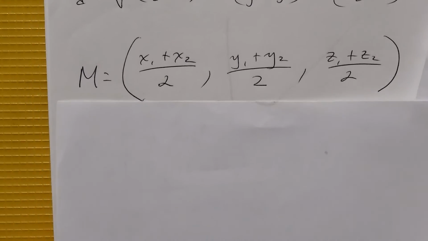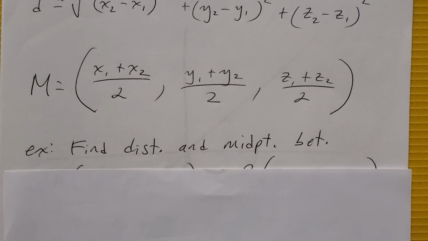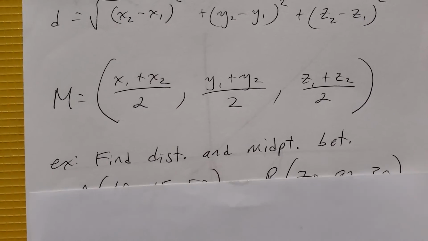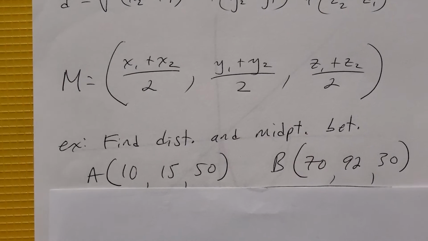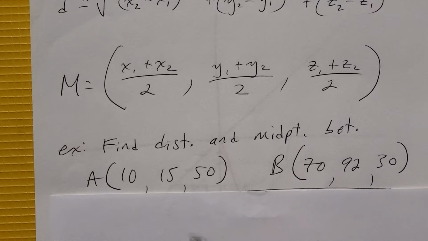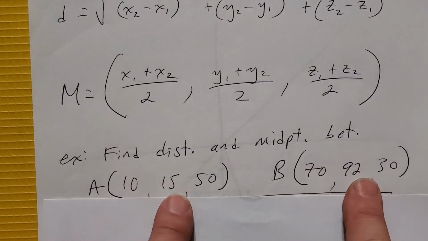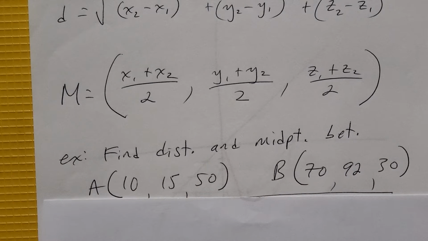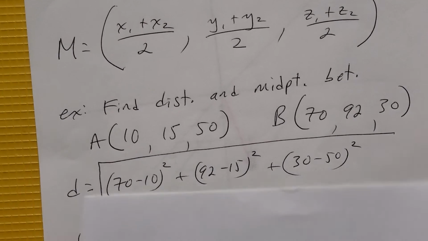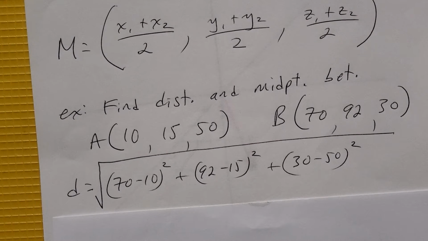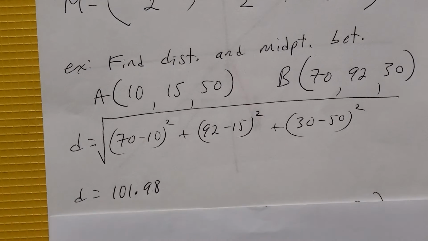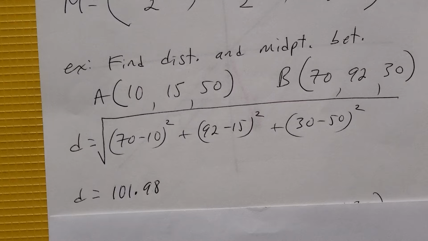Okay, let's practice that really quick. Find the distance and midpoint between these 2 points, between A and B. So A is here, B is here. Are we going to have to draw this? No. Now we have the formulas. We don't have to draw it. So we're just going to use the formulas. First, let's find the distance. Subtract the x's squared, subtract the y's squared, subtract the z's squared, add the answers, square root. Just look up here, there it is. Do the math, and it comes out to 101.98. That's the distance formula for 3D coordinates.